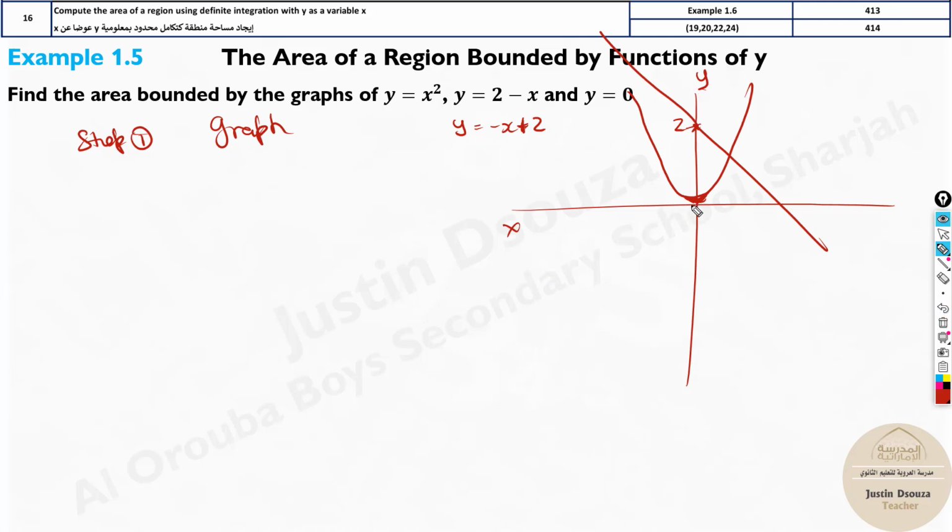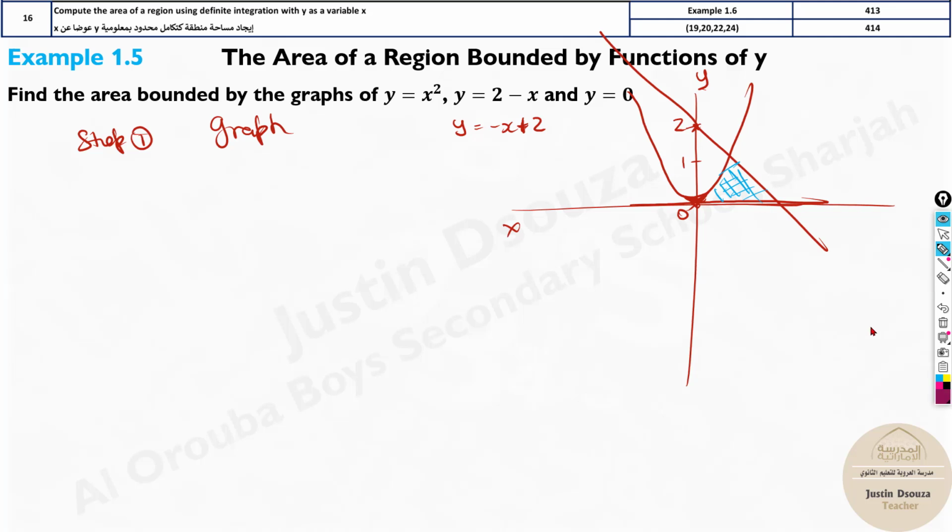But now y is equal to 0 means y is 0 over here. This is 1, 2. So I have to draw a straight line at y is 0. So now you can see there's an enclosed boundary, and the area within that. So this is the area, right? That is what I need to solve for. I need to find that area.